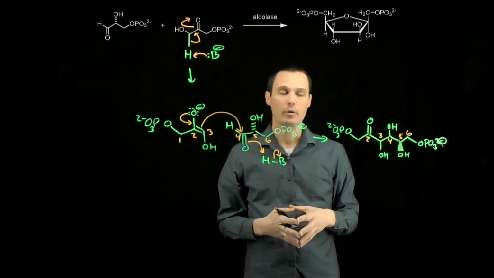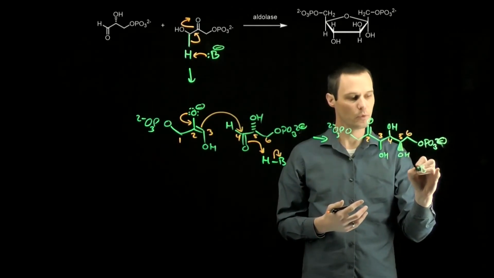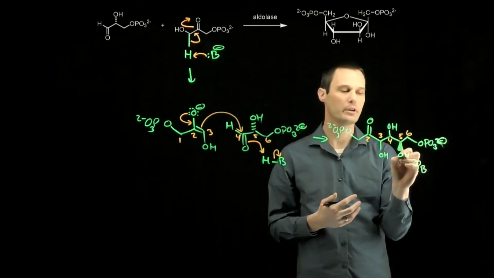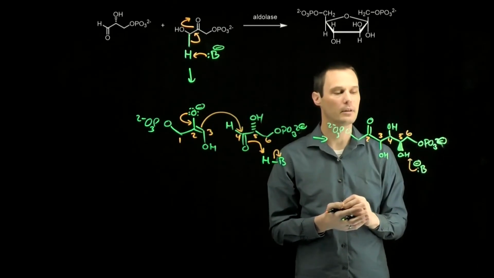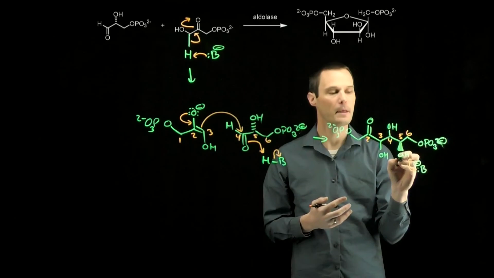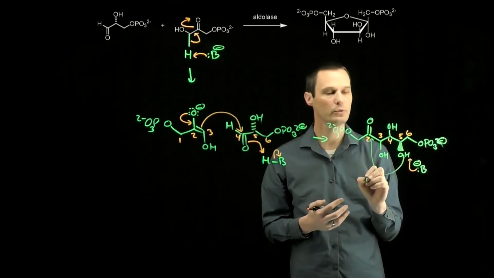Okay, we're almost at our product then. All we need to do is the cyclization, and to do the cyclization, we'll use some more generic base. Some more generic base will grab this hydrogen on the oxygen on the alcohol on carbon number 5. The oxygen-hydrogen bond electrons can go to attack carbon number 2 directly.